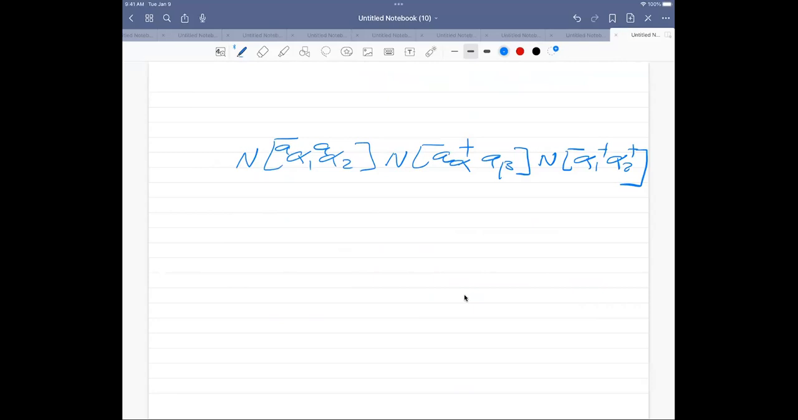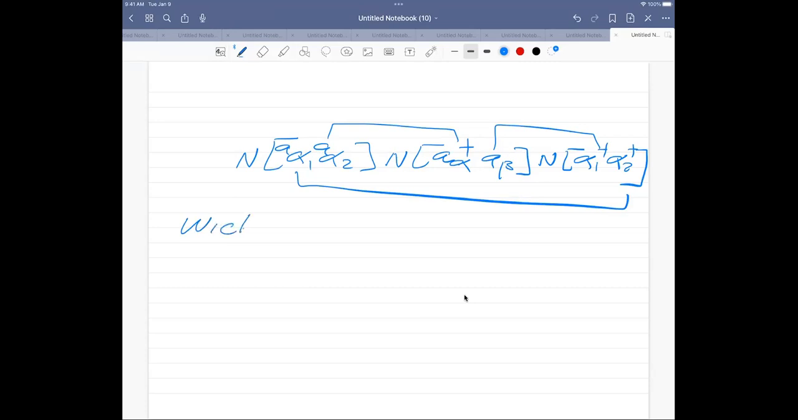So if you see what we have here, we would have this one linking to that one, and this one linking here, and this one linking to that one. That was one of the contractions. So this leads to what's called Wick's generalized theorem.